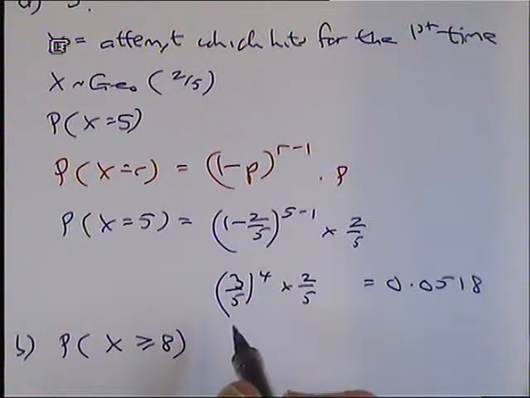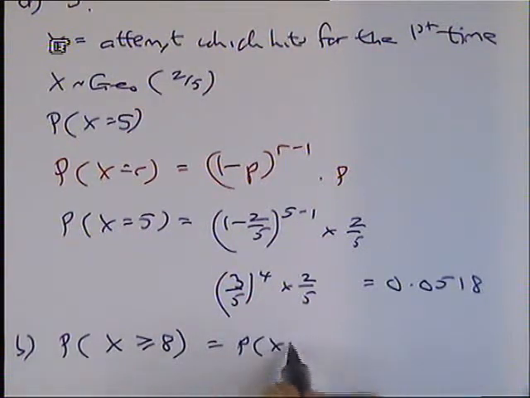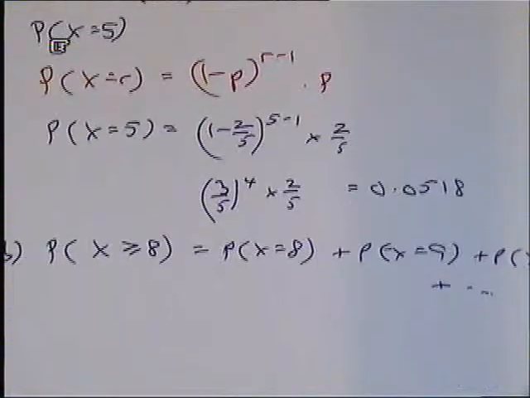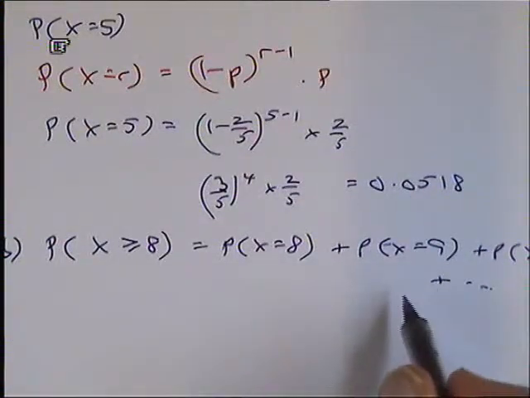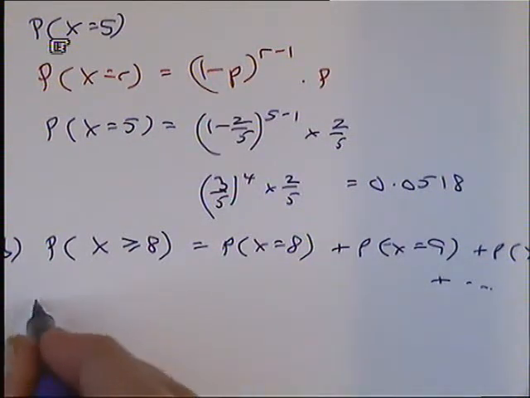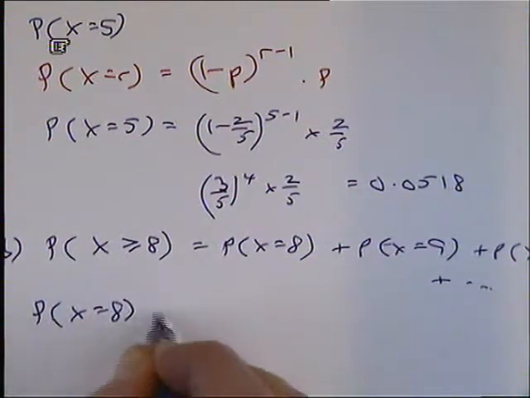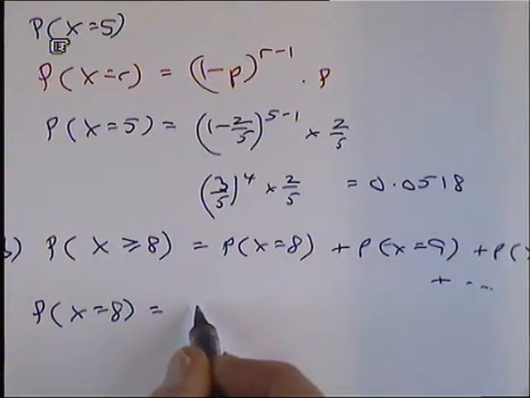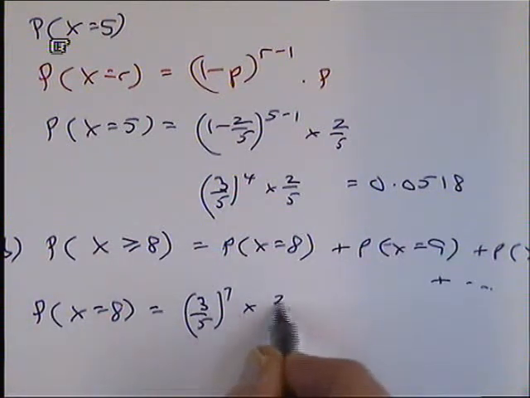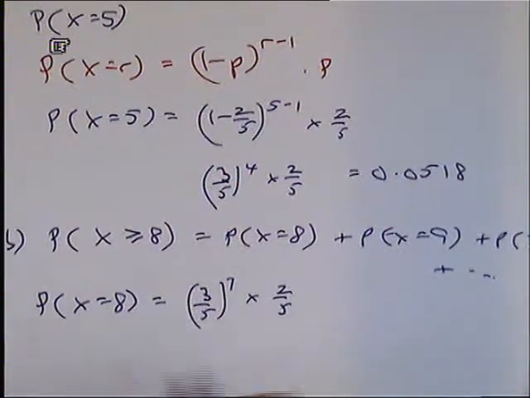For X greater than or equal to 8, what we have got here is, well, it could have been on throw 8. It could have been on throw 9. It could have been on throw 10. And so on. And that can carry on and on and on. So what we're going to do, we're going to look at each of these and try and work out what the first term is and then what that ratio is. So first of all, probability is on the 8th go he gets his first hit is going to be failure 7 times and then a success.